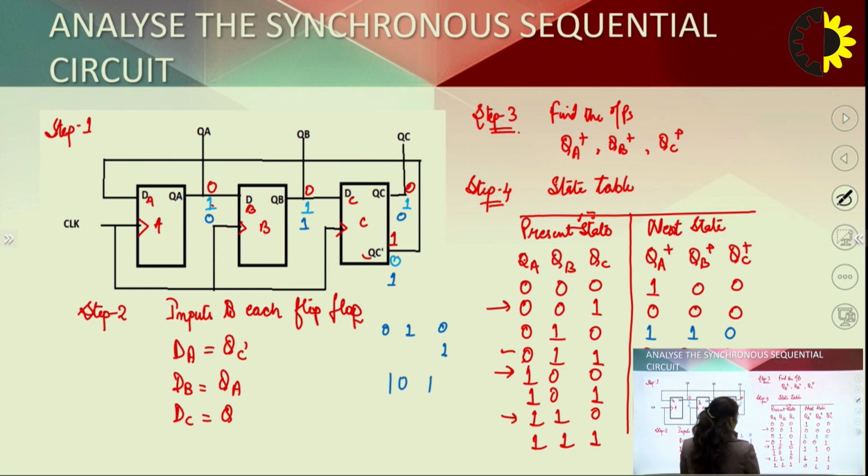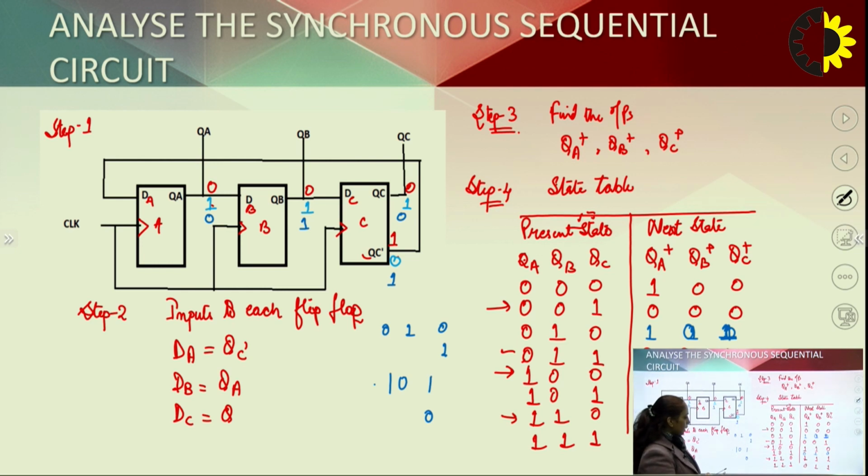If I have the 1 0 1 state, here your QC bar will be 0 and this will be fed back here. So we are going to have 0 1 0. Here I am going to have 1 0 1 state. Okay, so this way we are going to complete the present state and next state table.